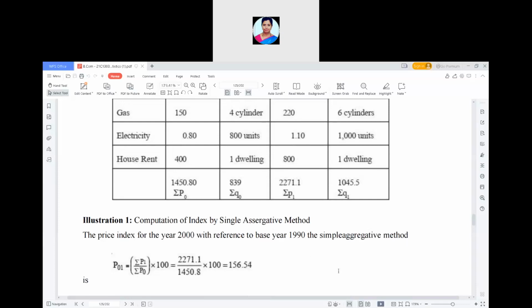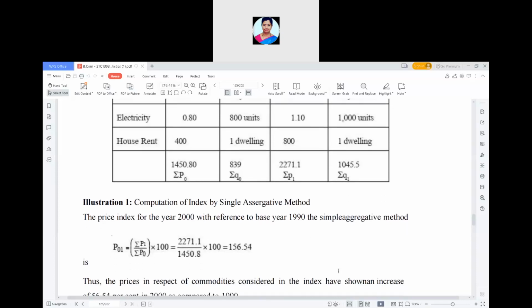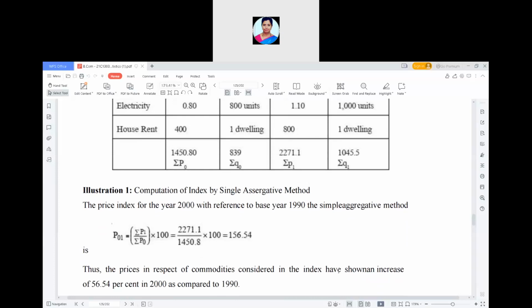The price index is usually referred to by the notation P naught 1. So P naught 1 equals summation P1 by summation P naught into 100. We got the total of 2271.1 by the summation of P naught, which we have as 1450.8, which I have done from the table we have. So into 100, in terms of percentage we are taking it. So 156.